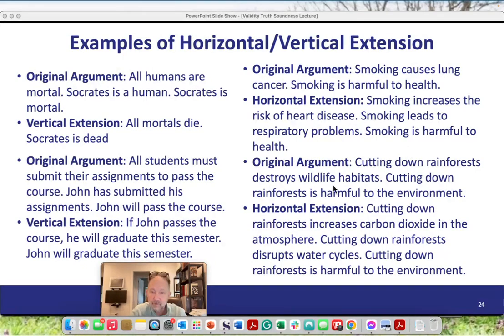Cutting down rainforests destroys wildlife. Cutting down rainforests is harmful to the environment. Okay, this is horizontal as well. You get the idea. So here we're drilling down. You've got all students all the way down to John. You've got all humans specifically down to Socrates. So you see how we're going from the general to the particular. Over here, we've got a conclusion in each case. Smoking is harmful to health, and we're piling on additional reasoning.